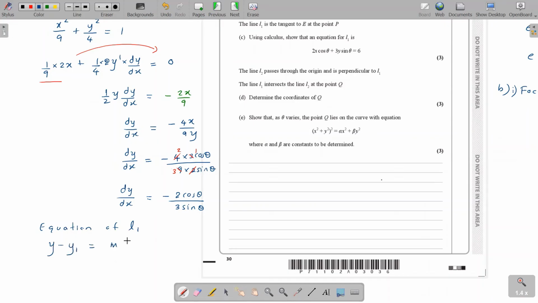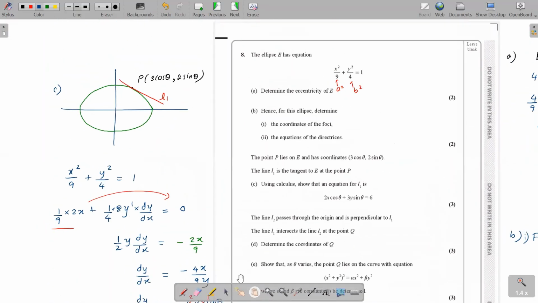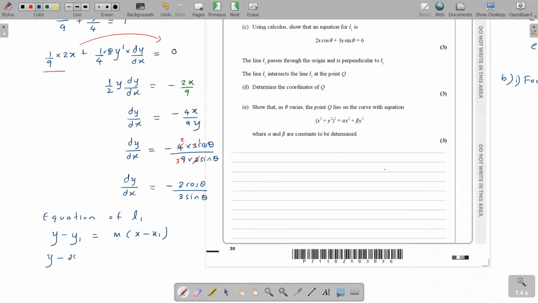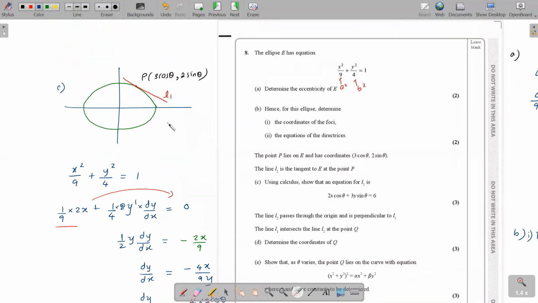y minus y1 equals gradient times x minus x1. Y1 is the y coordinate at the point P, which is 2 sine theta. The gradient is what we found: minus 2 cos theta over 3 sine theta, into x minus x1, and x1 is 3 cos theta.